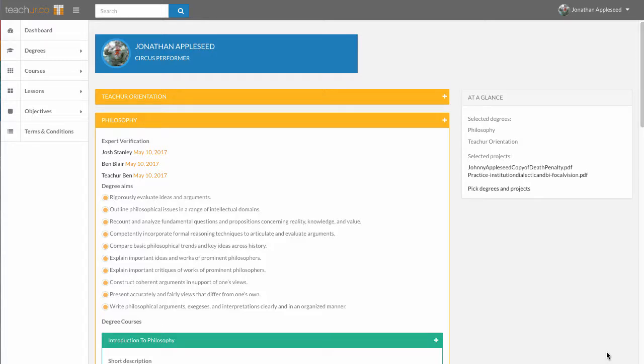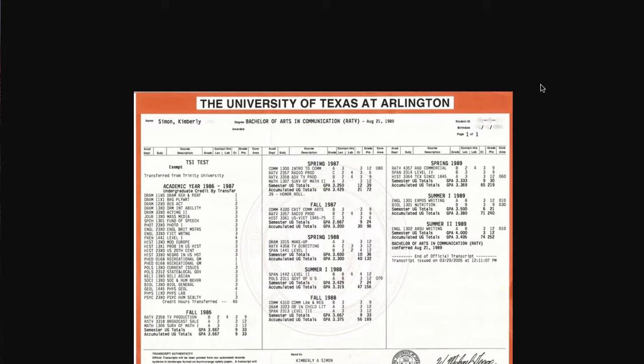Okay, so today I'd love to talk about our educational records on Teachur. And before we get into that, just to remind us what educational records look like, I just pulled this up on a Google search for a transcript, and here's what transcripts look like.